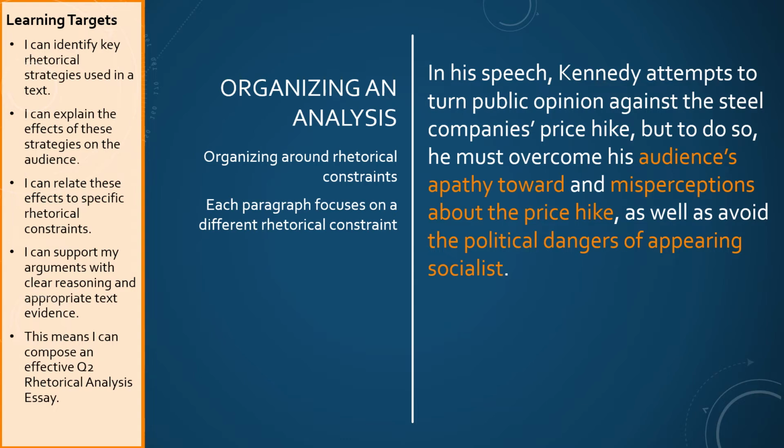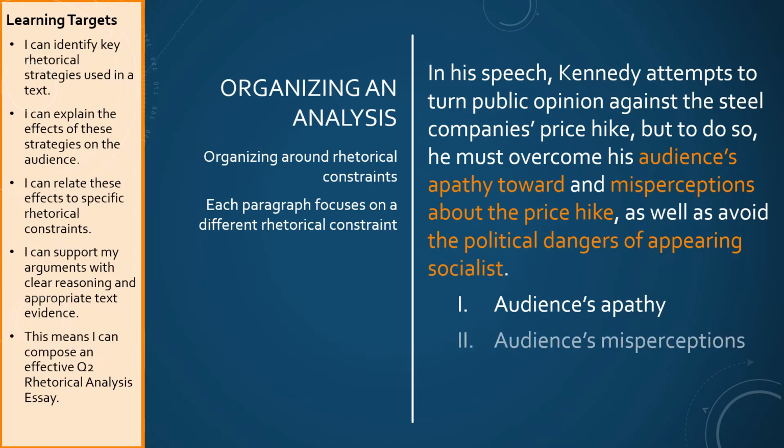And the outline would look something like this. In the first body paragraph, I talk about the different ways Kennedy overcomes the audience's apathy. In the second body paragraph, I talk about different ways that Kennedy overcomes the audience's misconceptions about what these steel companies are doing. And then in the final body paragraph, I talk about the different ways that Kennedy appeals to ethos or whatever to appear to not be socialist.